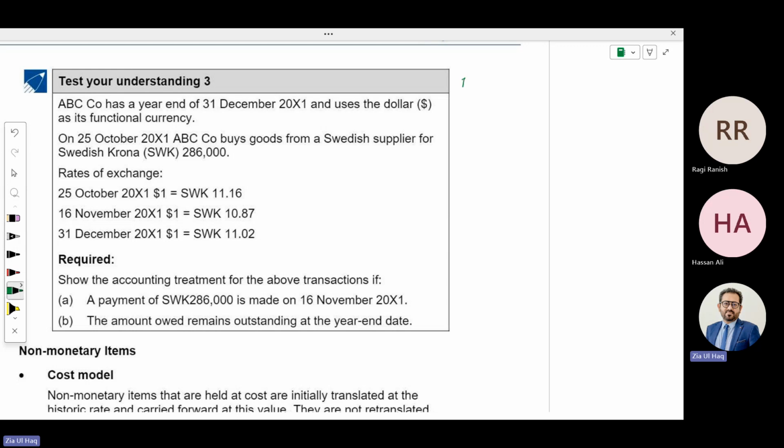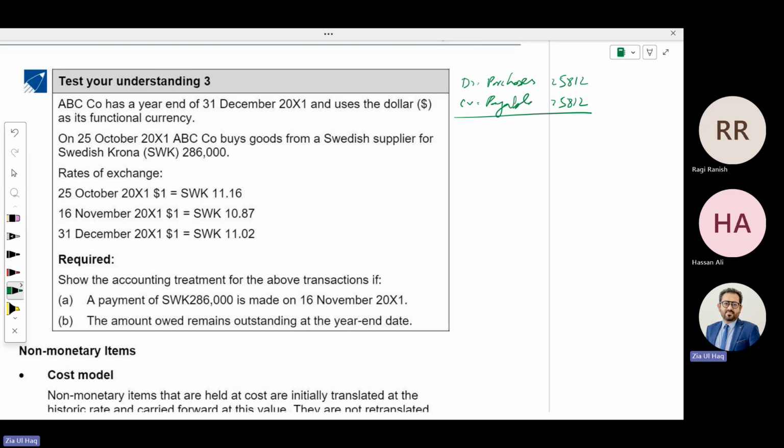So this means debit purchases and credit payable with what amount? 286,000 divided by 11.16. Sorry, 25,627. Okay, the exchange rates at 25th October, 16th November, and 31st December are given.